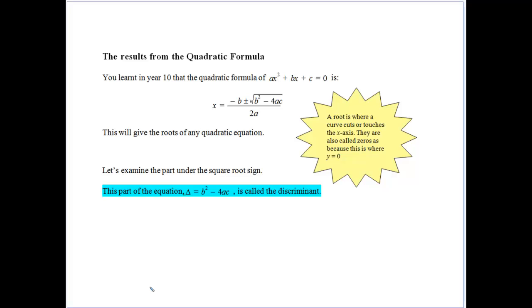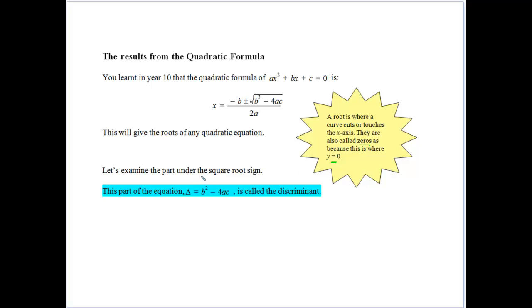Now we want to look at a result from the quadratic formula. Remember the quadratic formula is x equals minus b plus or minus the square root of b squared minus 4ac, all over 2a. And we know that this gives the roots of a quadratic equation. So remember, roots are where a curve cuts or touches the x-axis. We can also call them zeros, because this is where y would equal 0.